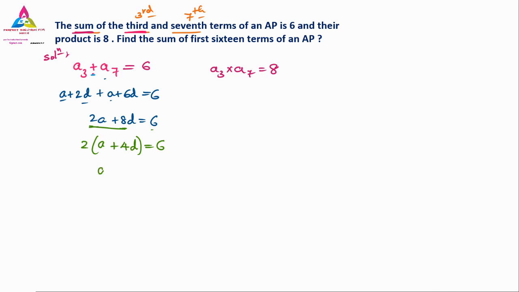So next we have A plus 4D in the bracket, and this 2 we shift to the other side. Here it is a multiplication, 2 into the bracket, so it will divide: 6 divided by 2. When we bring it to the right hand side, it divides. 2 threes are 6, so 3 is left. So A plus 4D equals 3. This we have to remember.